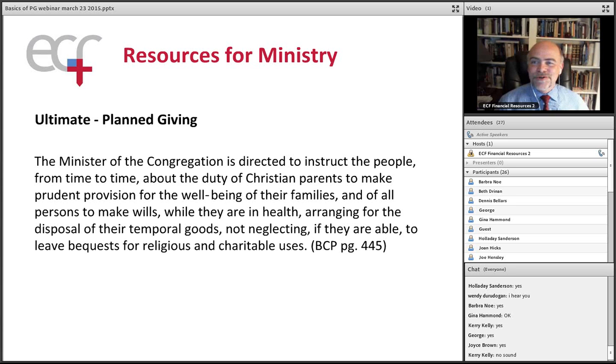I also will joke, if anyone knows, where this shows up in the wonderful 1928 prayer book, and I love the 1928 prayer book, don't get me wrong, but it's in a rather awkward section. It's in the ministration of the sick.